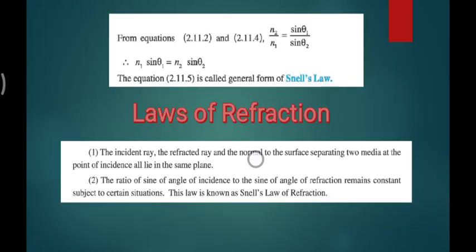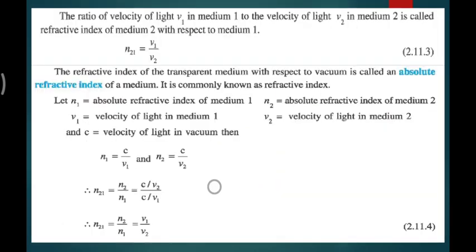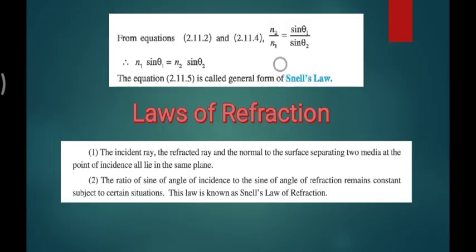So at the end I can say that the constant that Snell tells is nothing but n21, and n21 is equal to n2 by n1. So sine theta 1 upon sine theta 2 is equal to a constant, and that constant is the refractive index n21, which is n2 by n1. Multiplying n1 on this side and n2 on that side, n1 sine theta 1 is equal to n2 sine theta 2, and that is fundamentally Snell's law.